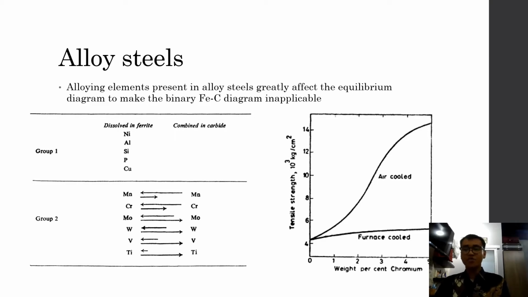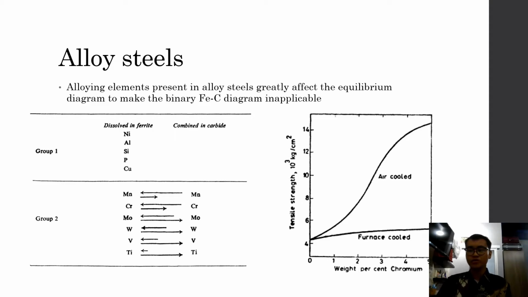Alloying elements can be divided into two groups according to their mode of distribution in the two main phases of annealed steel, namely ferrite and carbide, as seen in the table on the left. Nickel, aluminum, silicon, copper, and cobalt are found almost solely in the ferrite phase, while the group 2 elements are partitioned between the ferrite and carbide phases.